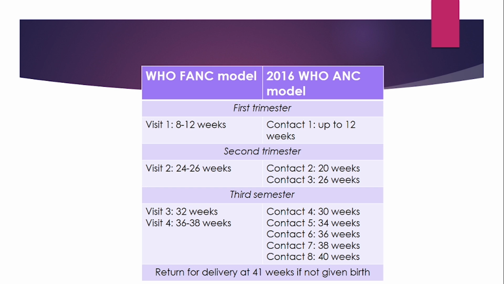Then in the third trimester, in the original WHO focused antenatal care model, there are 2 visits. The first one at 32 weeks and the second one between 36 to 38 weeks. In the 2016 revised model, we have 5 contacts. The first one takes place at about 30 weeks, second one 34 weeks, the third one at 36 weeks, the fourth 38 weeks, and the last one at about 40 weeks. However, irrespective of what happens, the woman must return at 41 weeks if the woman has not given birth by then.